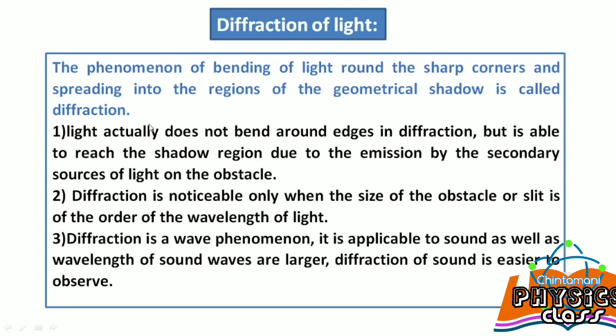Now, the next concept is diffraction of light. The basic definition of diffraction of light is the phenomenon of bending of light around sharp corners and spreading into the region of the geometrical shadow. Light actually does not bend around the edges in diffraction, but is able to reach the shadow region due to emission by secondary sources of light on the obstacle.